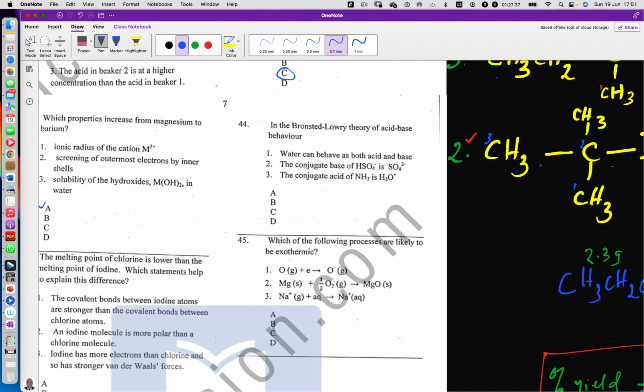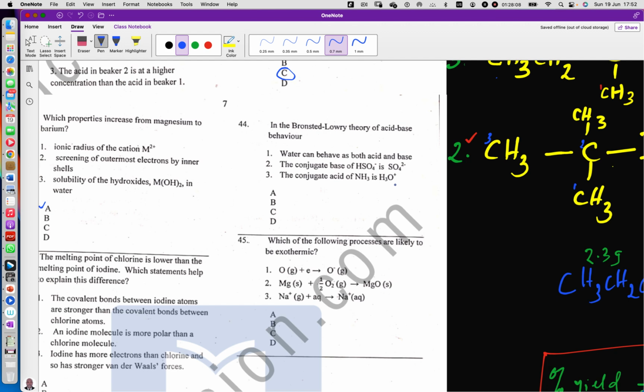Two. The conjugate base for this is this one. The conjugate acid of ammonia is this one.